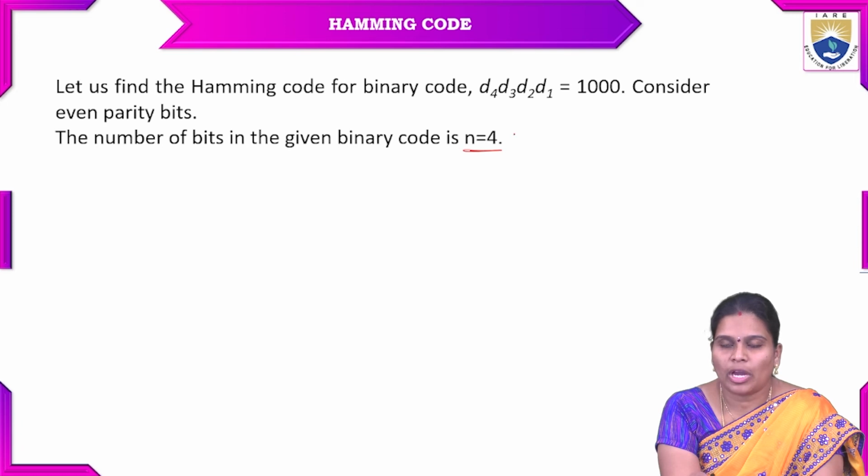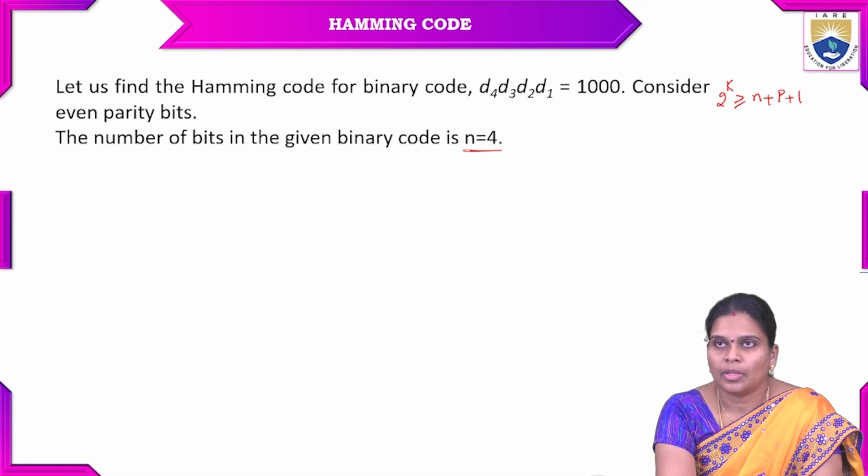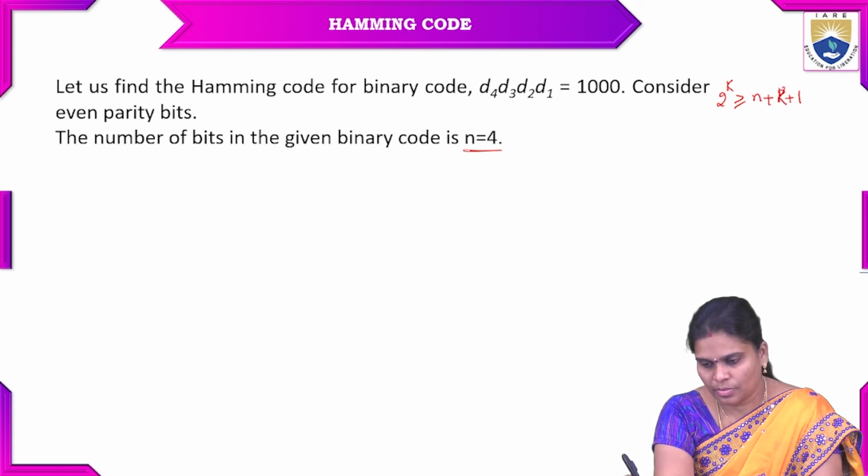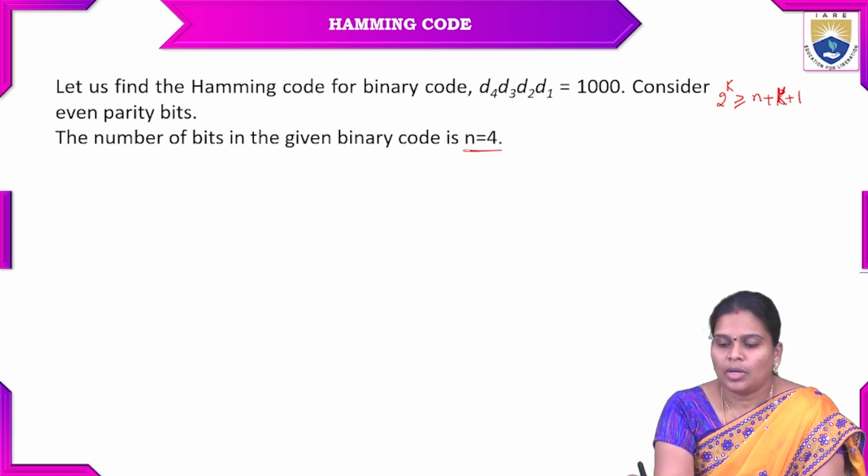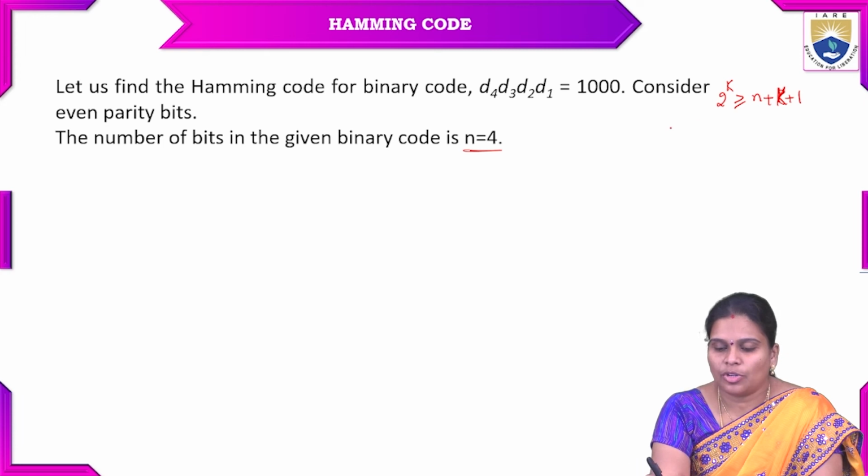Now we have to find the total data. So n equal to 4. What is the formula? 2 power k greater than or equal to n plus k plus 1. Sorry, k plus 1. First, k equal to 0: 2 power 0 greater than or equal to 4 plus 0 plus 1. So 2 power 0 is 1, greater than or equal to 5.